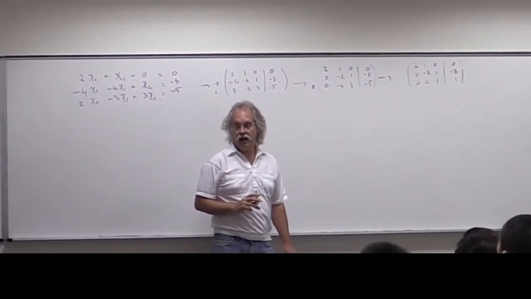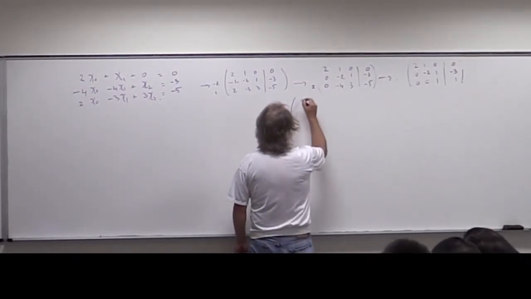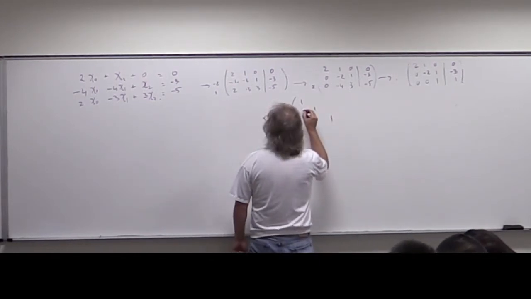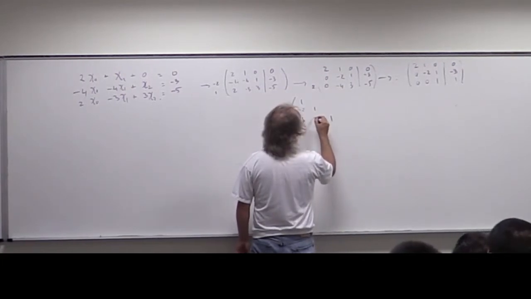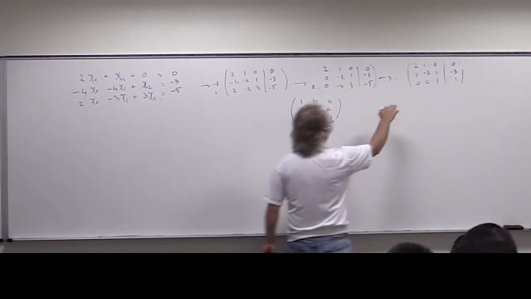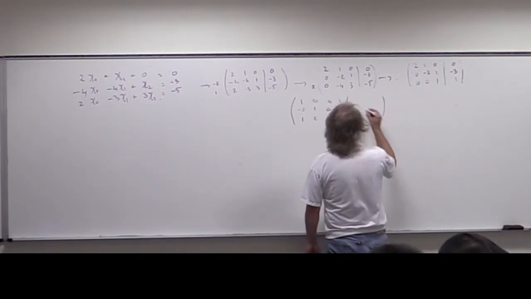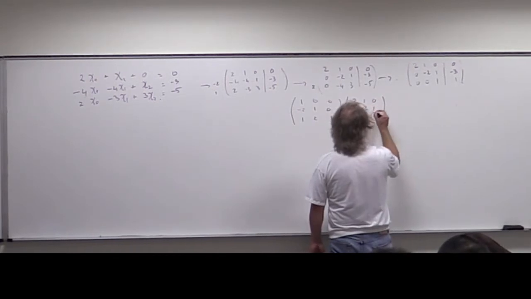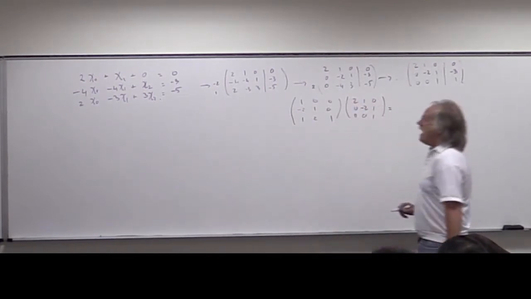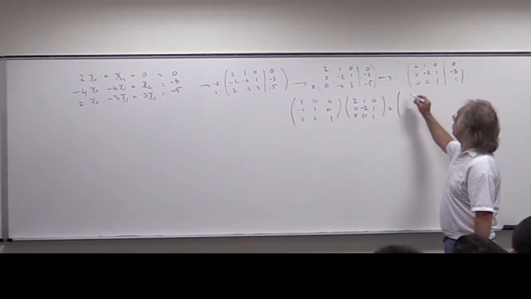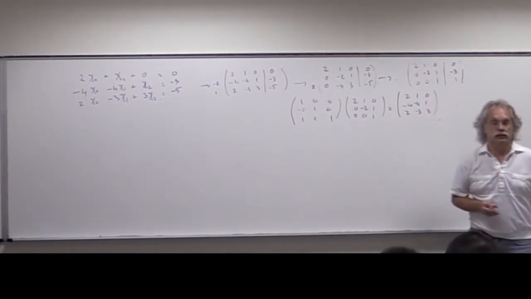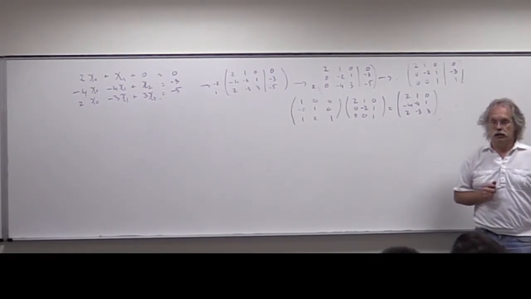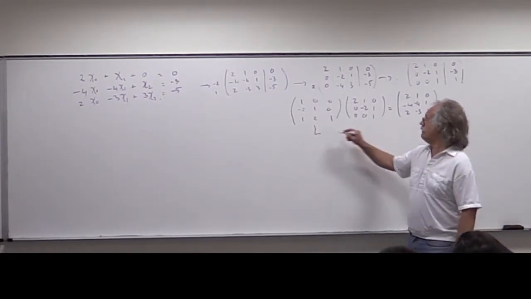And hopefully, magically, you were shown that if you take all of these multipliers and put them below the diagonal of the identity, and you take this particular upper triangular matrix, then if you multiply all of this out, you get the original matrix back. Okay, you can check that. In which case, this was known as the L factor and this the U factor.